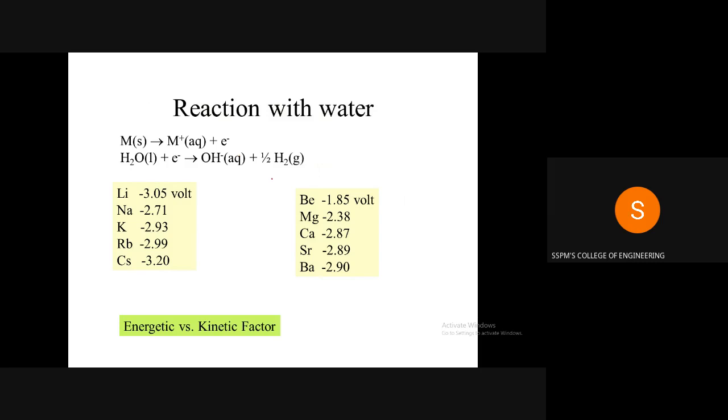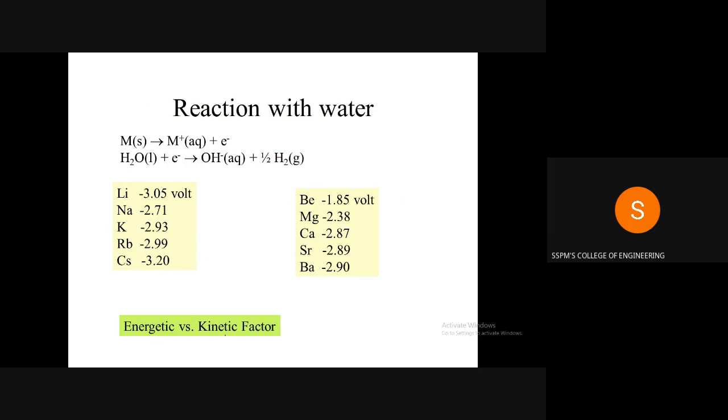Na plus reacts with OH minus to form NaOH, with loss of hydrogen gas. There is a loss of hydrogen gas. Similarly, it is called a hydration reaction, and there is a loss of OH minus and one half H2 gas. OH minus and half H2 means OH minus plus H plus.